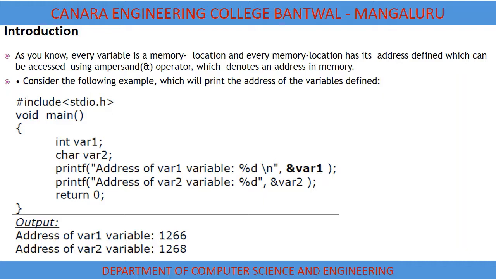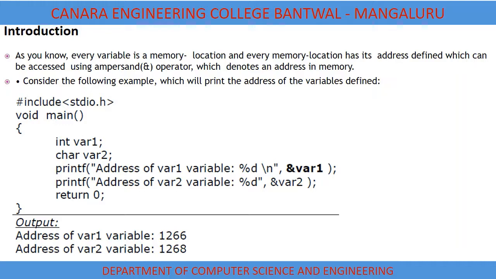So before we go for what exactly is pointer, we'll just analyze what we know exactly about the memory location and about the address concept. So we know that we use ampersand operator to get the address of a particular variable. So we'll see one small example which will show us the usage of ampersand to a variable.